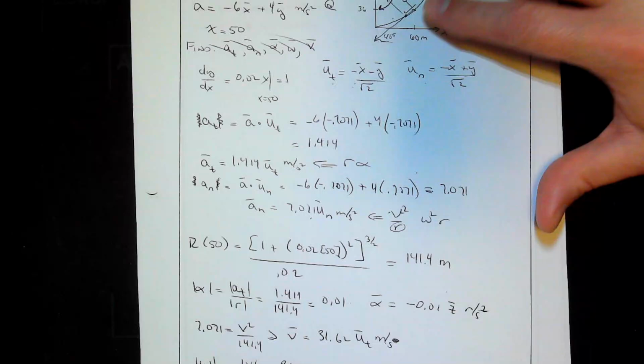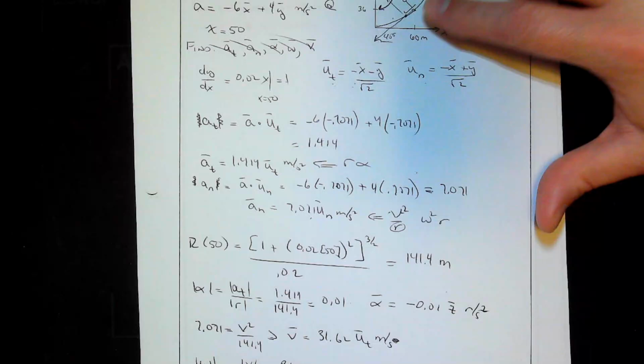All right, AN. Oops, take that out. A dot un is simply minus 6 times minus 0.7071 plus 4 times positive 0.7071, which will give me, notice this is actually going to be 10 times that, so I get 7.071. So AN equals 7.071 un meters per second squared.